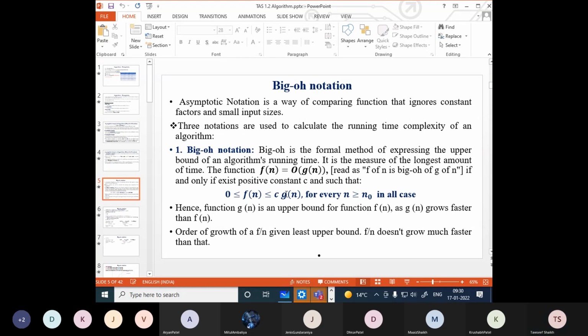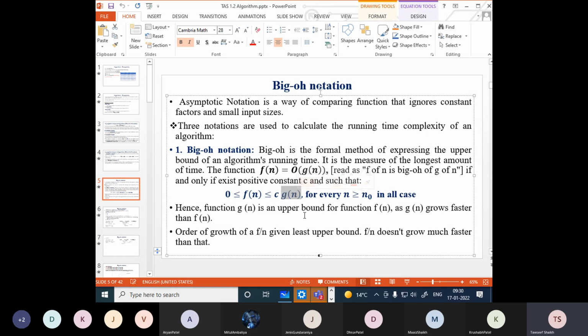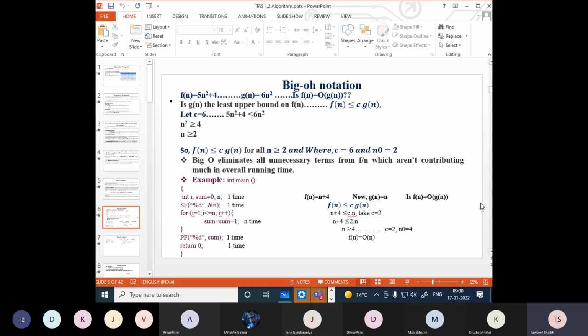And the value of g(n) which has been given, since it gives the value of how much this f(n) value will get increased, the function won't grow much more than that. This will be the upper bound, the upper limit. It won't grow much more than that. Just look at the example, you will get clear.